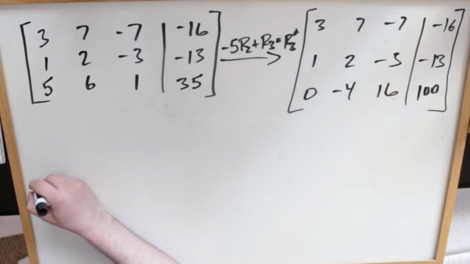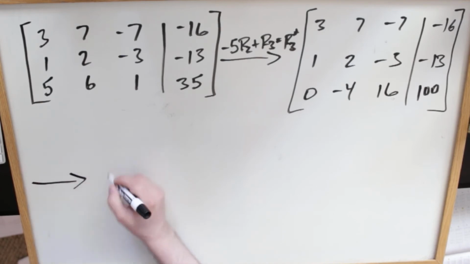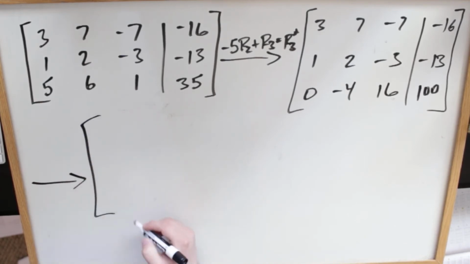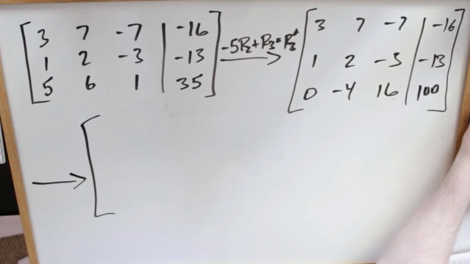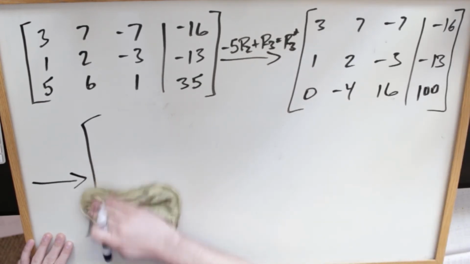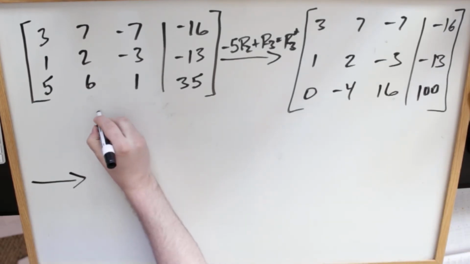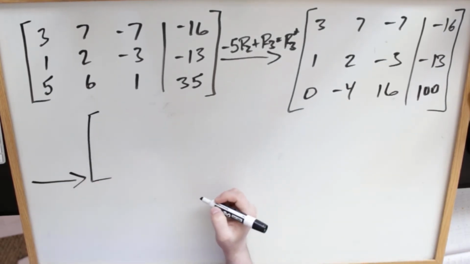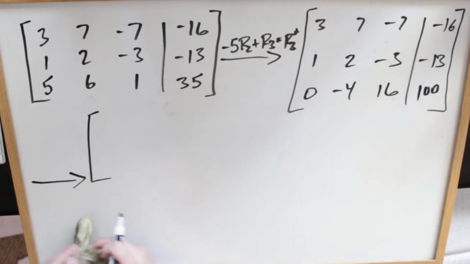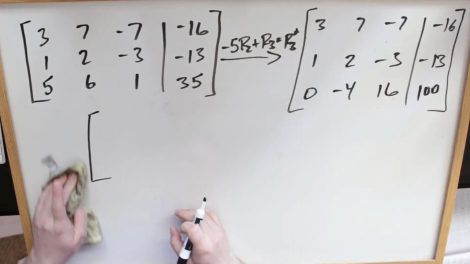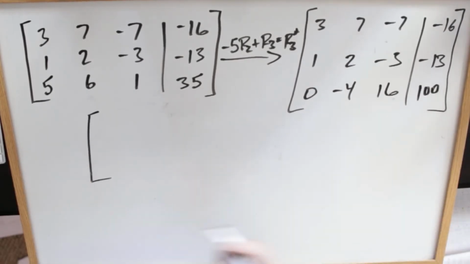That's really big. Let me try to make it a little smaller so I've got enough space to work with on this entire whiteboard. Okay, that's a little better. Move my arrow here. All right.